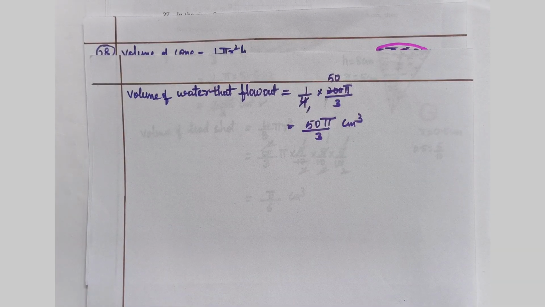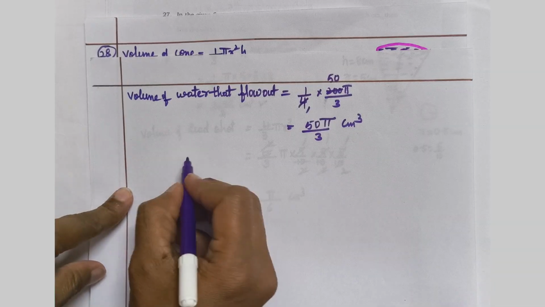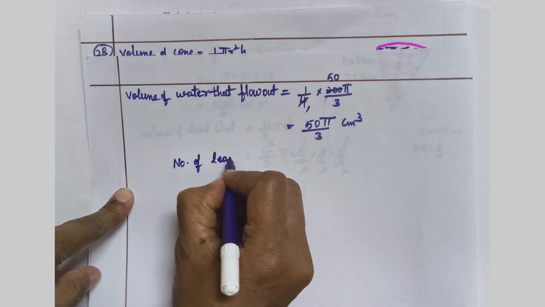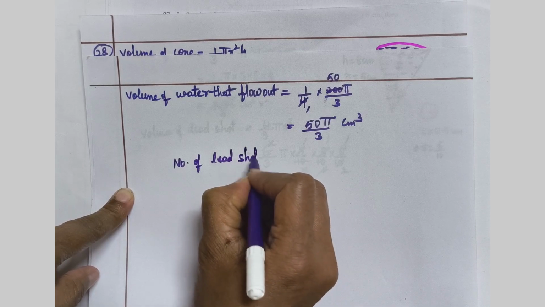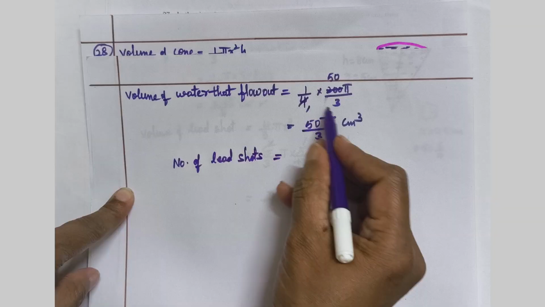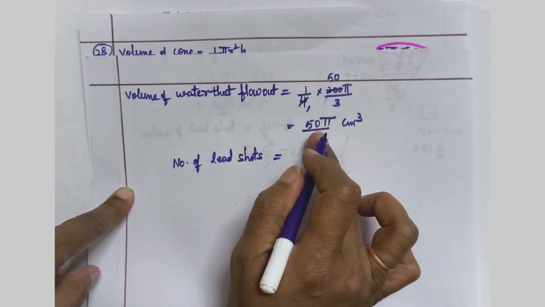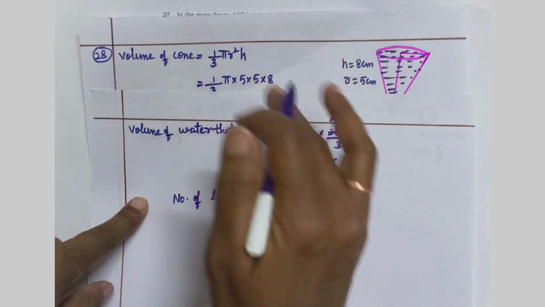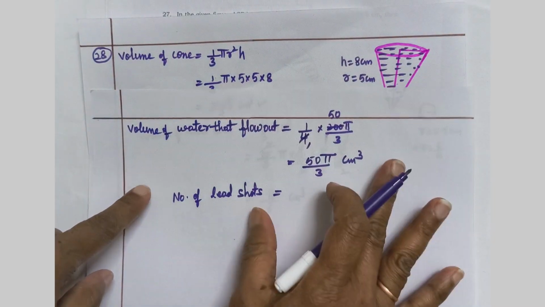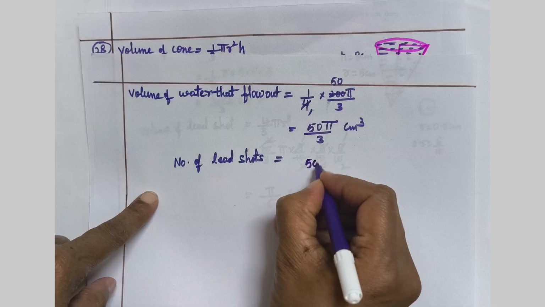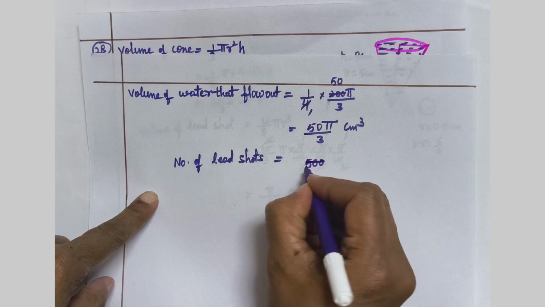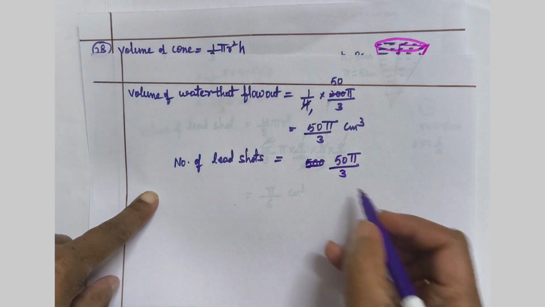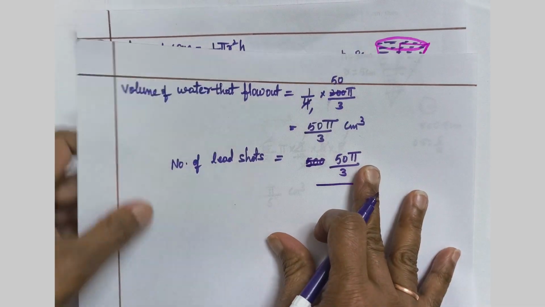Now we want the number of lead shots. Try to understand. Now our final answer, the number of lead shots, we want. How many lead shots are there means, first, the volume of water flowing out. What is that volume? 500 pi, sorry, no, this is 50. 50 pi by 3, divided by the volume of one lead shot.